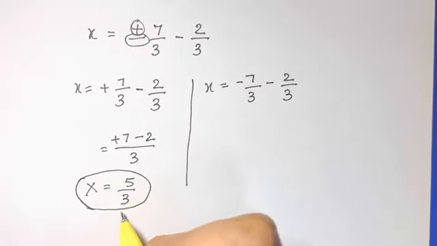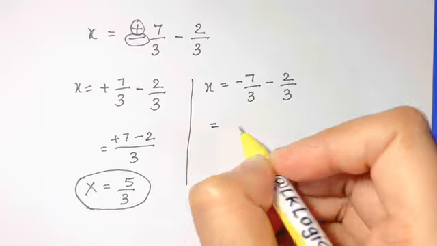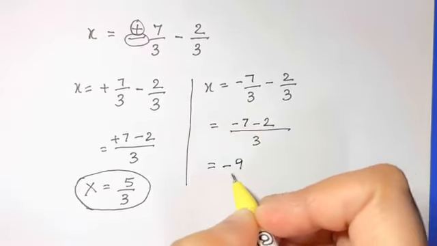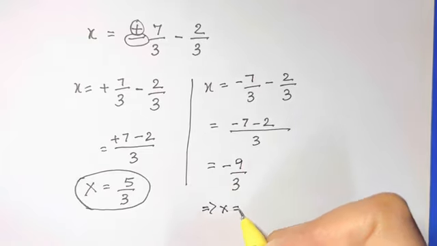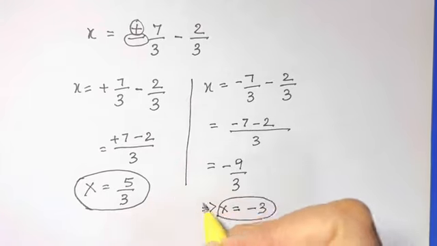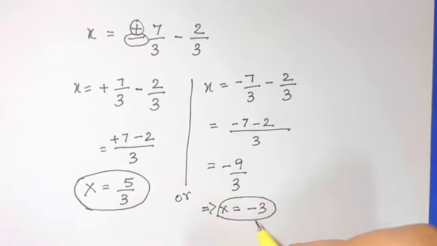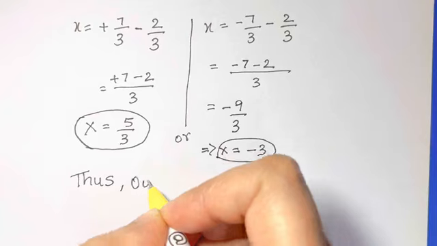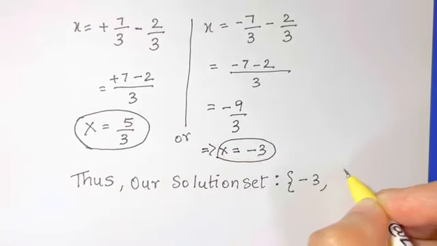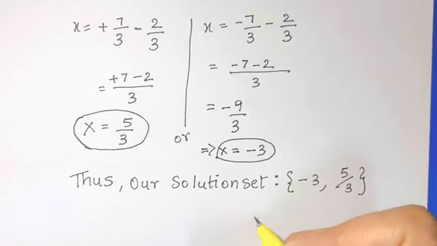And the next one is negative 7 minus 2 over 3. So x equals negative 9 over 3, and x is equal to negative 3, and that's the second solution. Thus our solution set is negative 3 comma 5/3, and that's your answer.